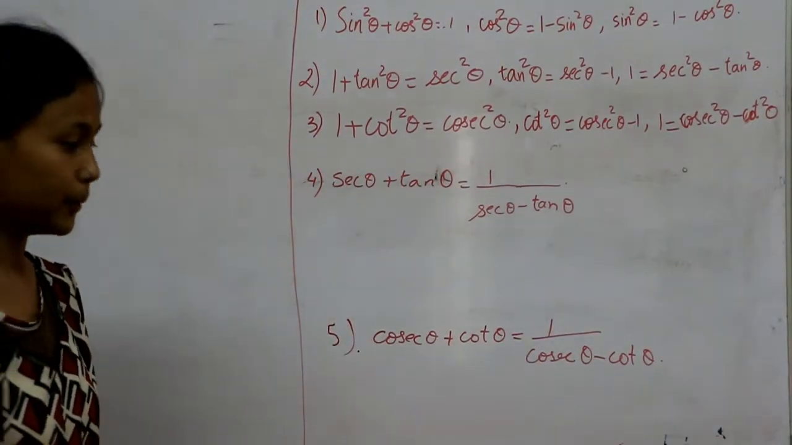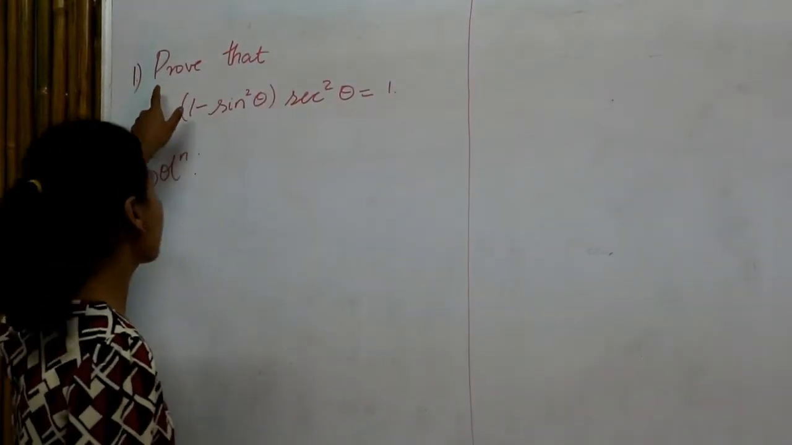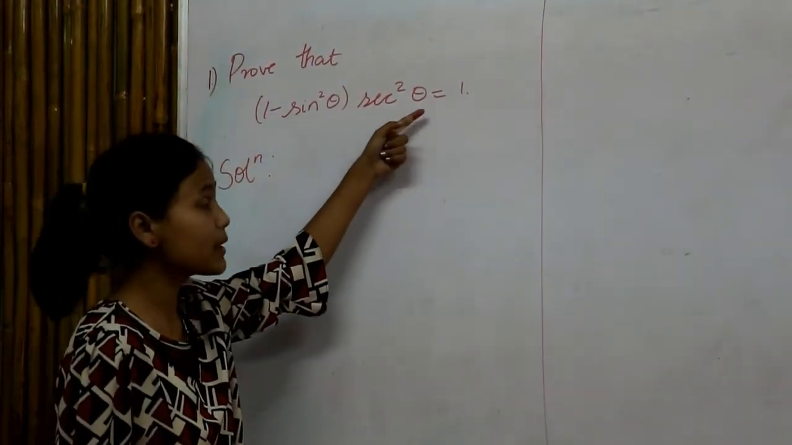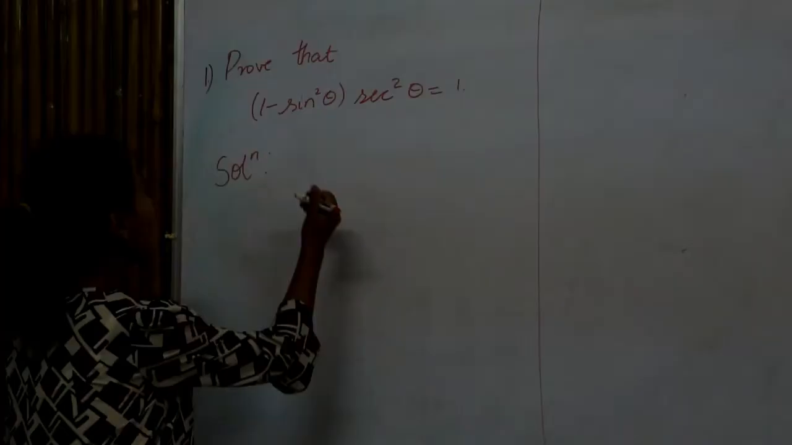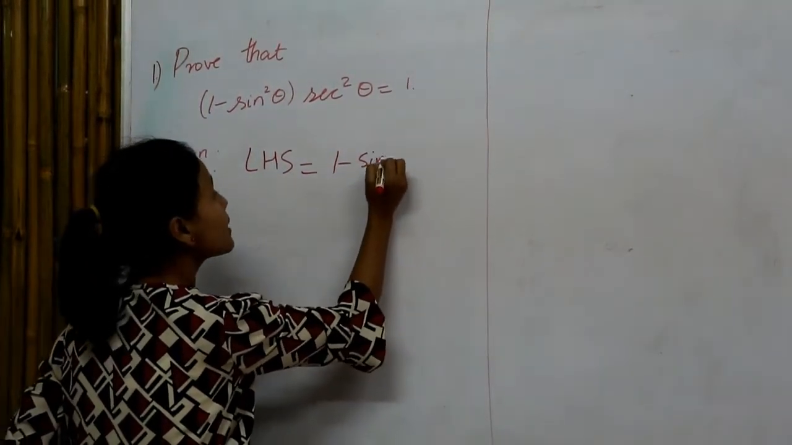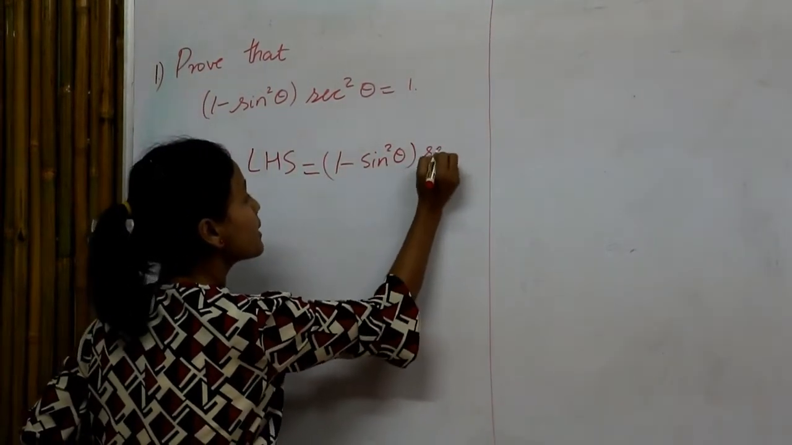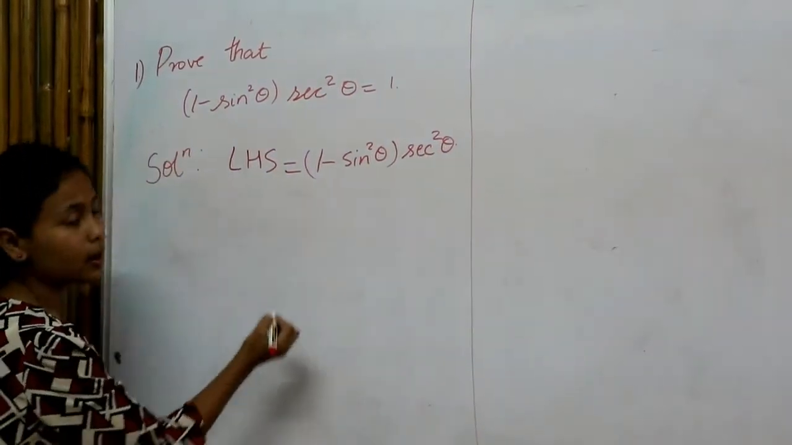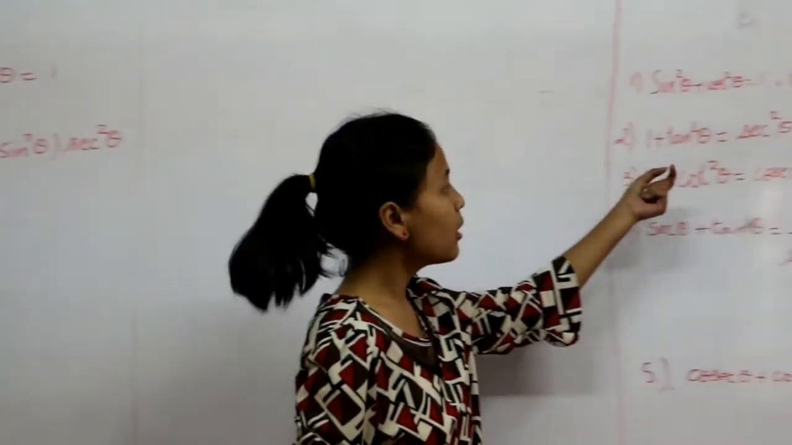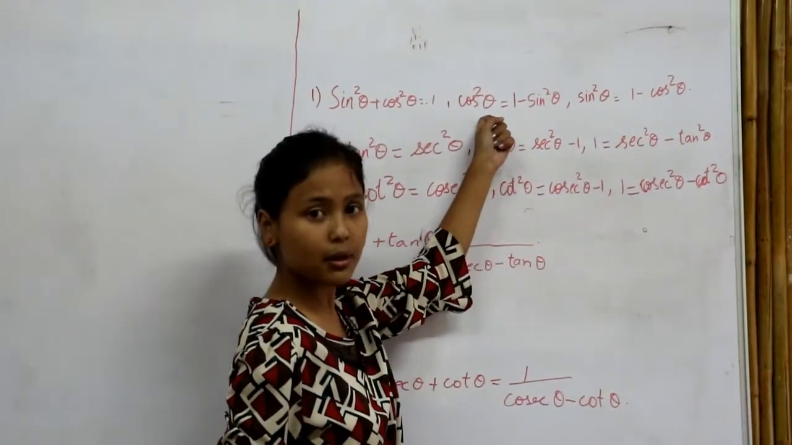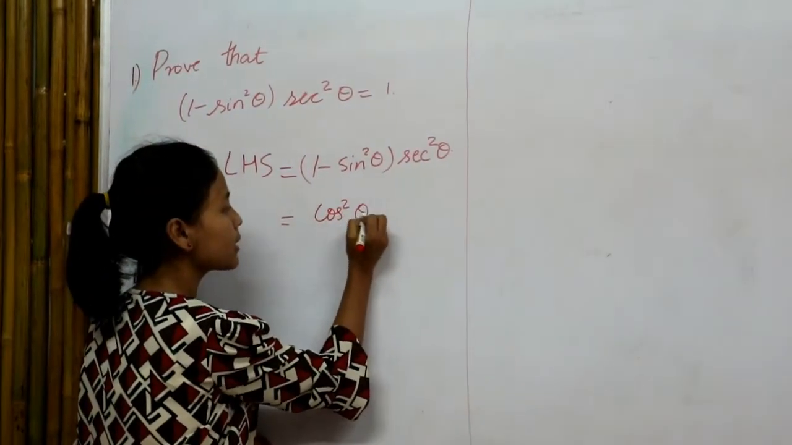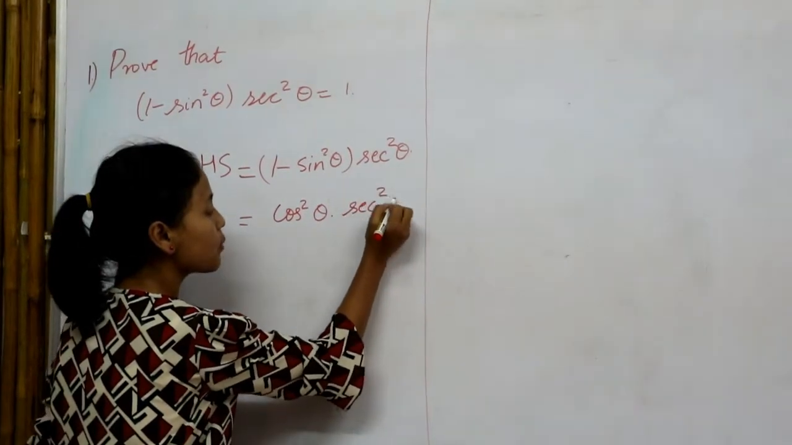Okay, let us do some problems. The question says that we have to prove that 1 minus sin square theta into sec square theta is equal to 1. Alright, let us write left hand side is equal to 1 minus sin square theta into sec square theta. Okay? Now, 1 minus sin square theta, from here, is cos square theta. Alright, so you write here cos square theta into sec square theta.